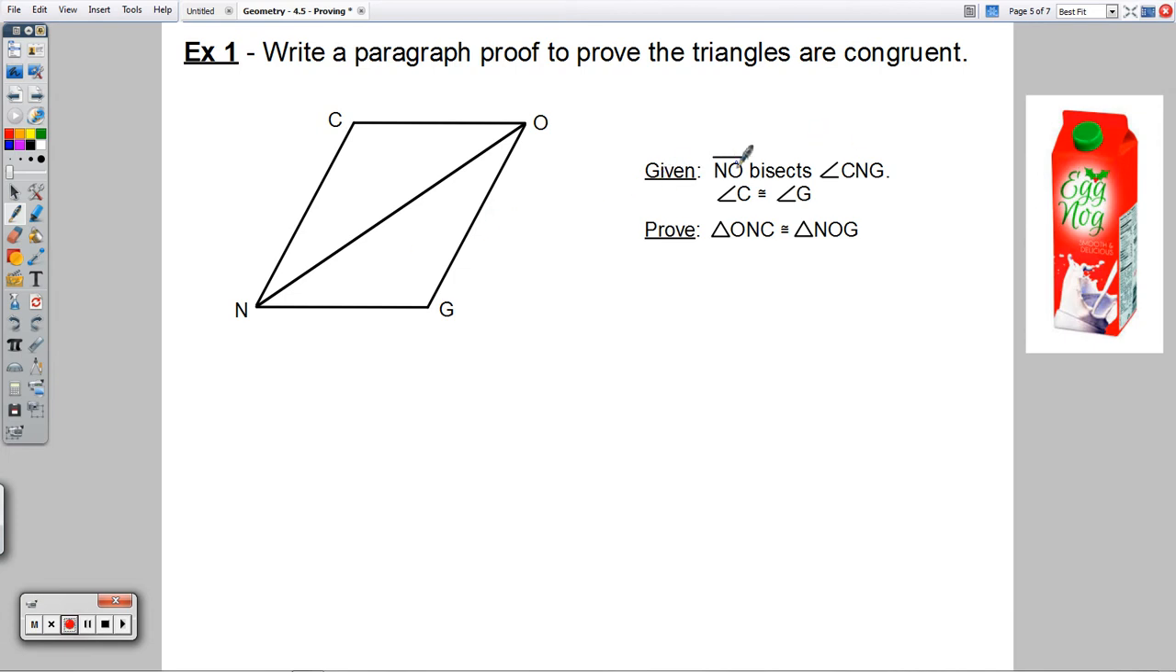So given that this is true, NO bisects CNG, well, we're writing a paragraph proof. So I'm going to write this in a free-flowing paragraph style. So this is going to tell me something about this triangle. And then angle C is congruent to angle G. That I'm going to label right away in the picture with a normal color. So this is normal color, given information in the picture right there. So I'm going to start by using that. Could I start by saying something about this and then say something about this later? Sure. As long as it's in a logical order, a way that flows logically, that works.